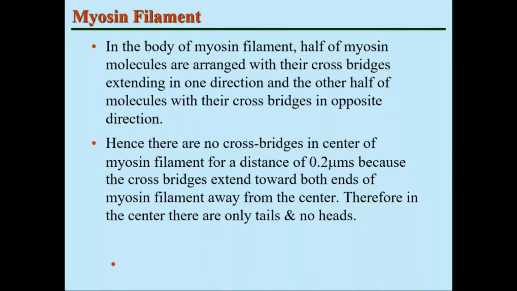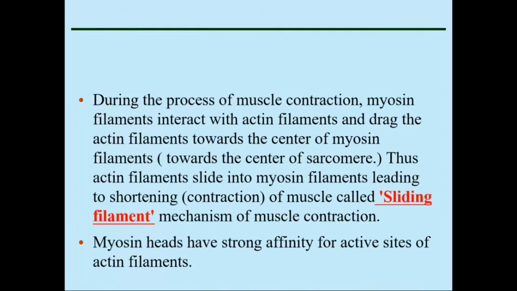So there are no cross bridges in the center of the myosin filament for a distance of 0.2 micrometers because the cross bridges extend towards both the ends of the myosin filament away from the center. Hence, in the center there are only tails and no heads of myosin molecules.